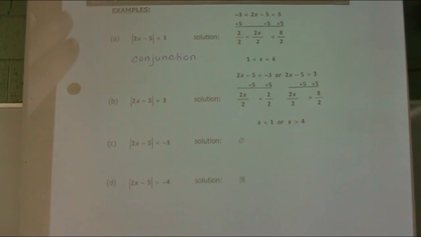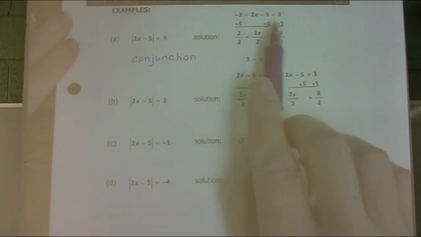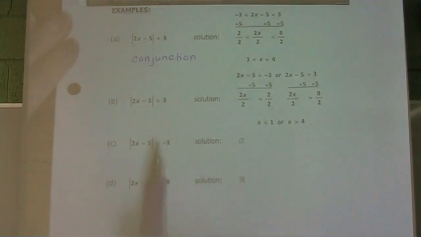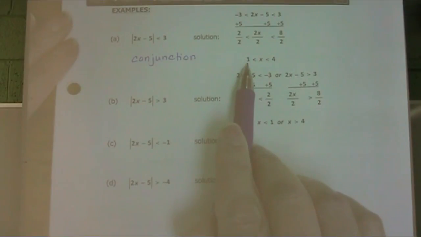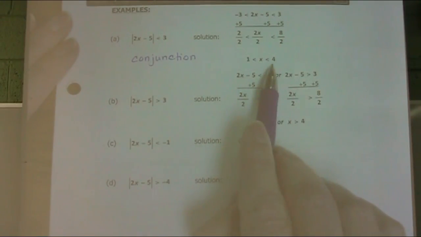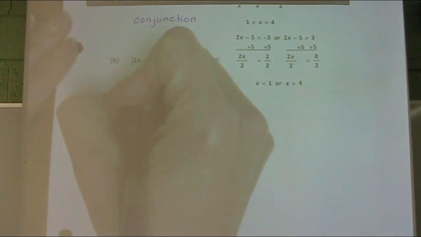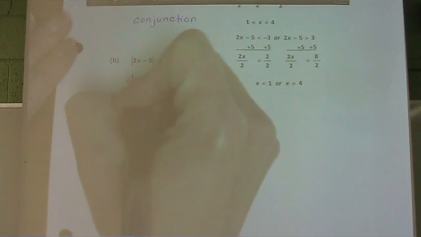This is your solution. It's just that you need to add 5 and divide by 2. So I'm going to add 5 to all three parts. Then I'm going to divide by 2 in all three parts. And my solution is 1 is less than x is less than 4, which means x is between 1 and 4. All right? I have a second example using the same numbers. Absolute value of 2x minus 5 is greater than 3. Since it's greater than a positive, it is a disjunction.